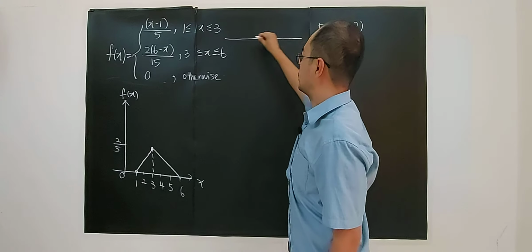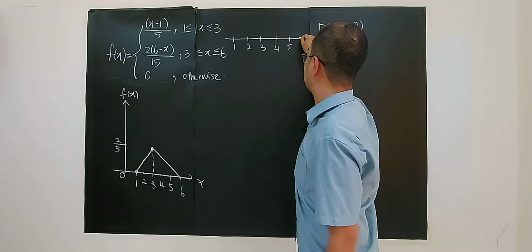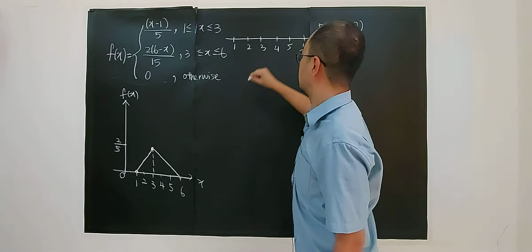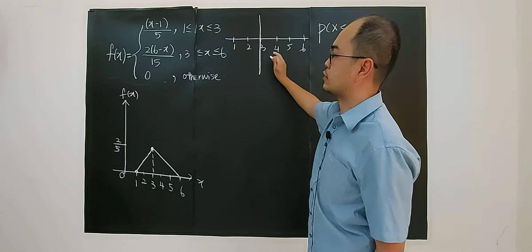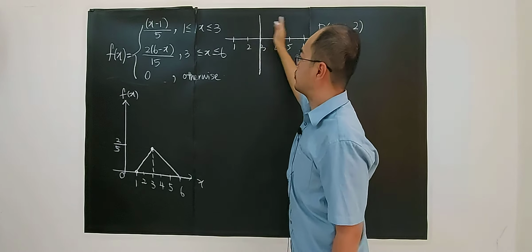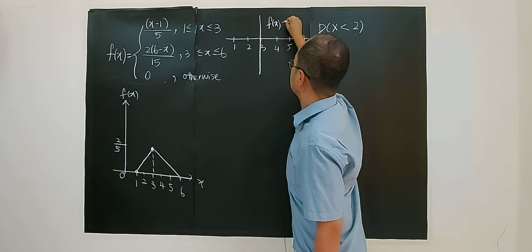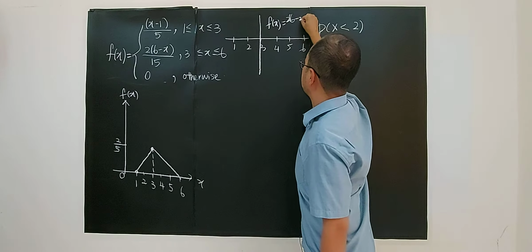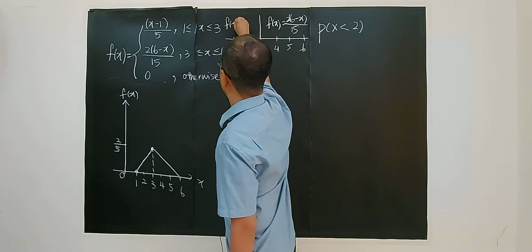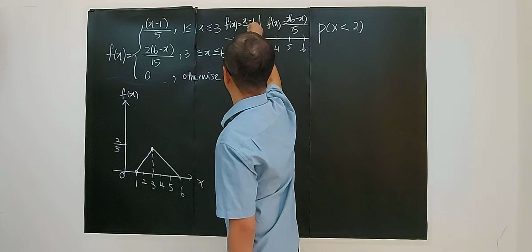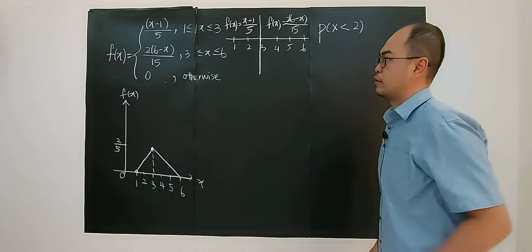Okay, I can just sketch here 1, 2, 3, 4, 5 up to 6. I divide this and draw a line here just to show you, this is not a method. This is just to show you that from 3 to 6, the function will be (6 minus x) over 15. And the function for the interval from 1 up to 3 will be (x minus 1) over 5.